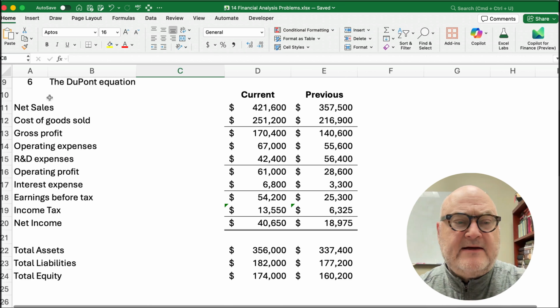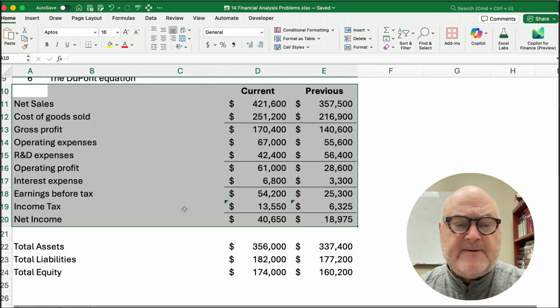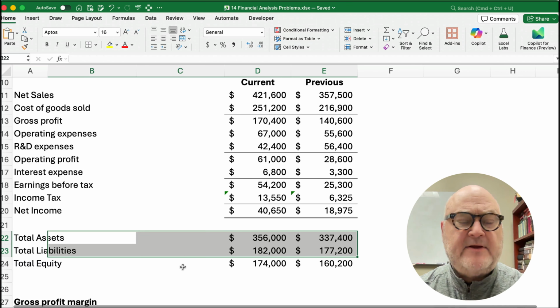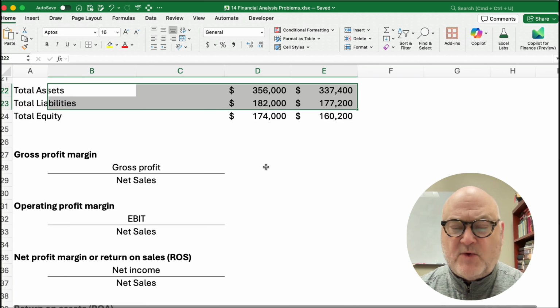So here's what we need on a problem like this. We need the income statement. So I've got the full income statement for the current year and the previous year. And then I have some summary balance sheet information. I've got assets, liabilities, and equity. So let's get started with each one all the way down.